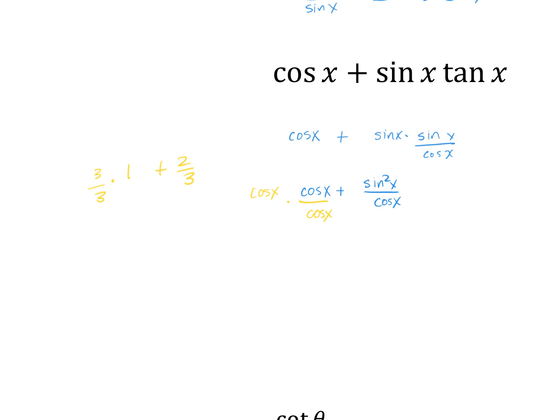Okay. Are you good? It doesn't make sense, but it seems like a reasonable option. You know what? I'm going to settle for that right this second. Because then I'm going to have cosine squared x over cosine x plus sine squared x over cosine x.